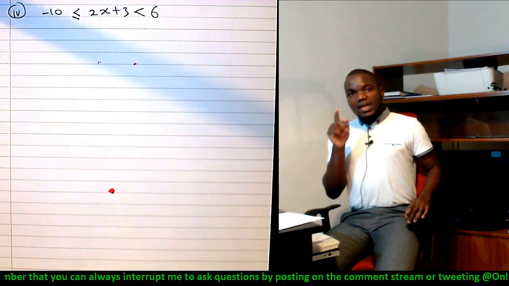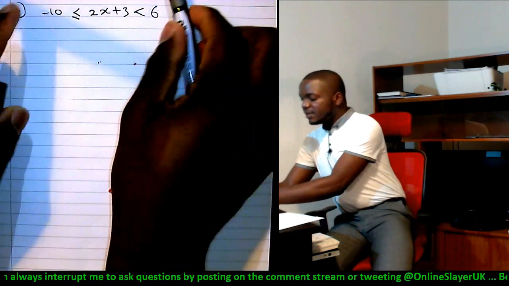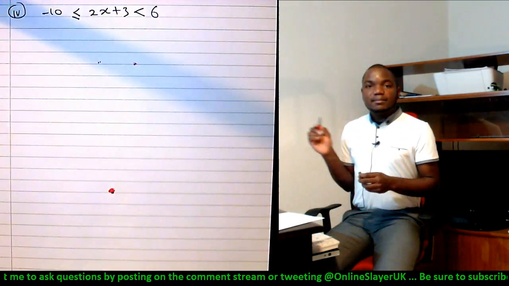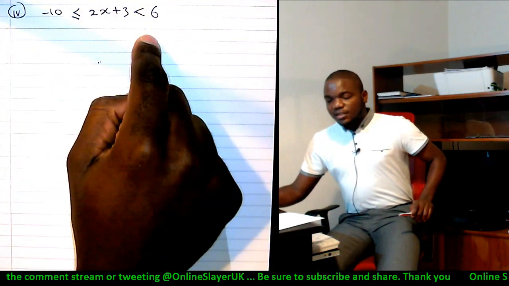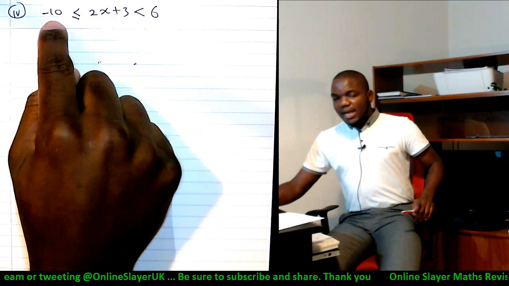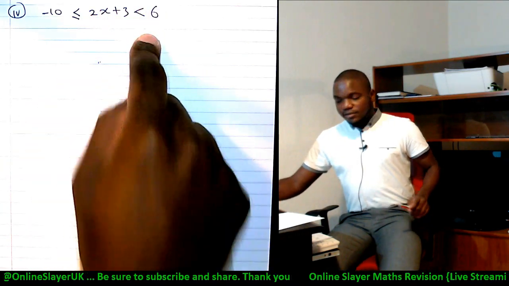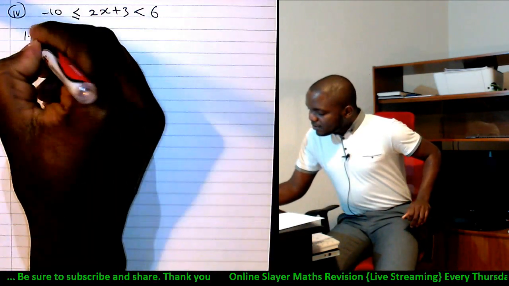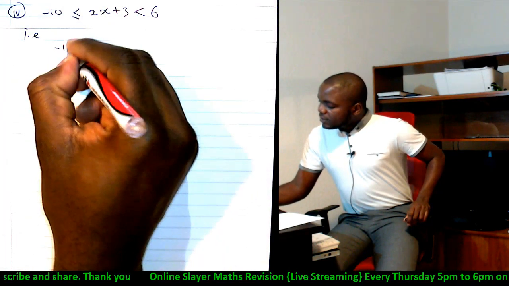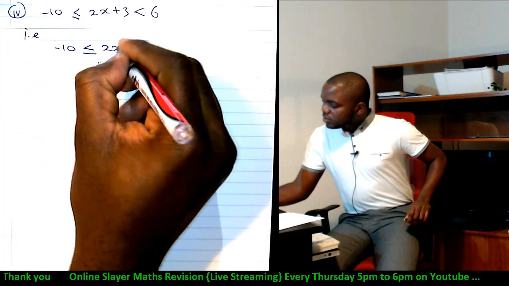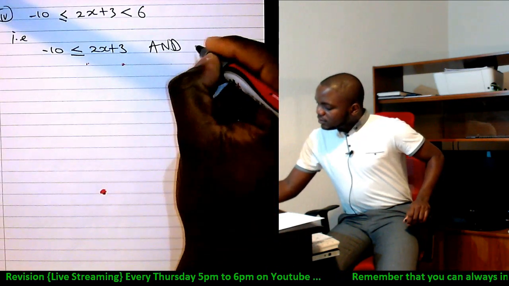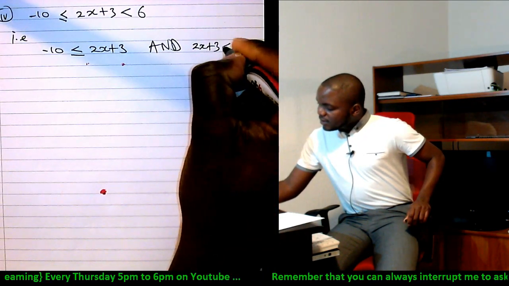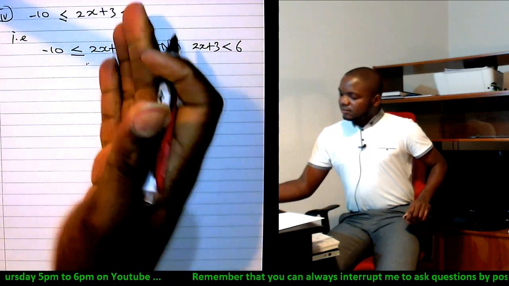But I use the word "and", because when you have something like this, it means that you are in between them. So this value is in between minus 10 and 6. So while it is greater than minus 10, it is less than 6. So this means that minus 10 is less than or equal to 2x plus 3, and 2x plus 3 is less than 6. Now let's bring this to the other side.